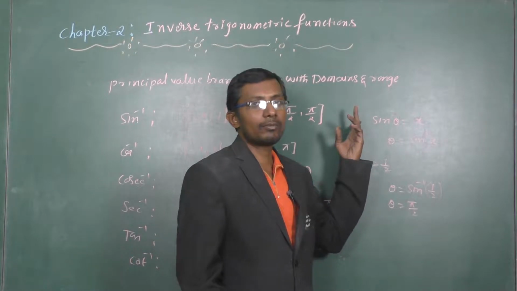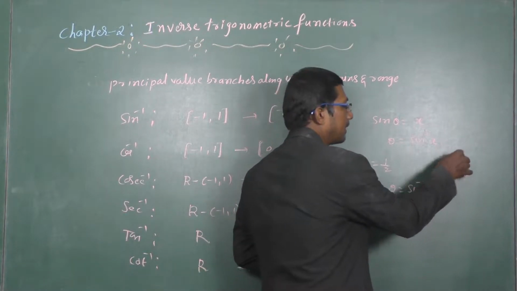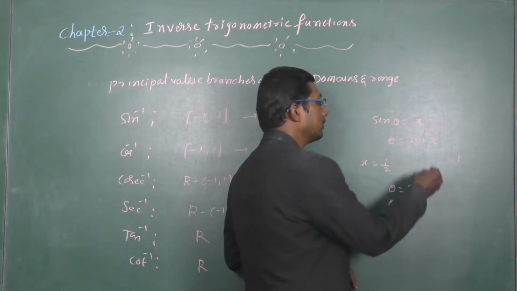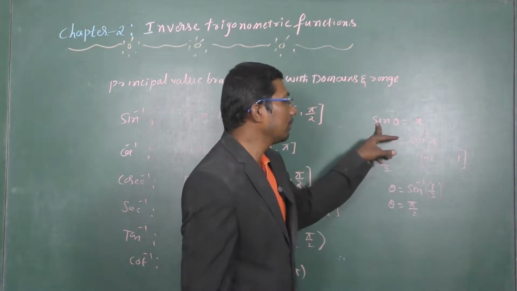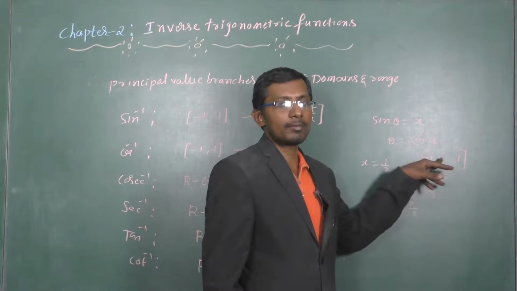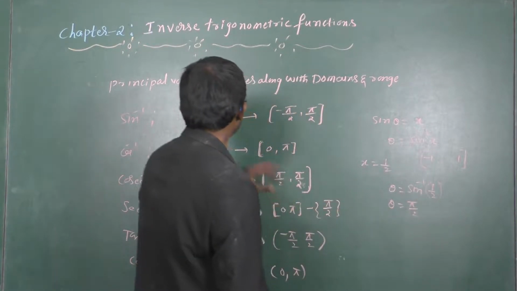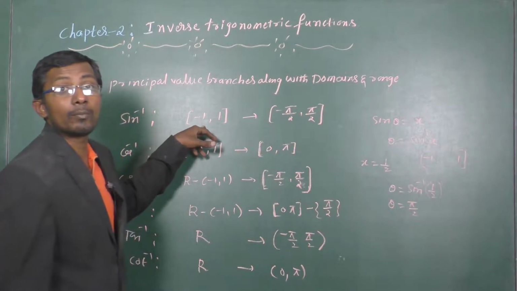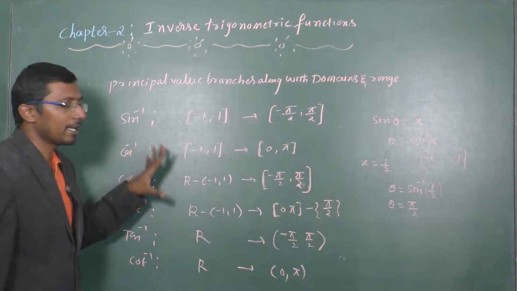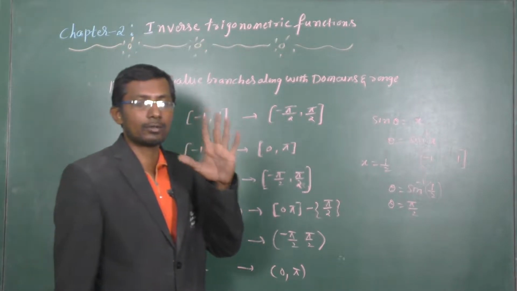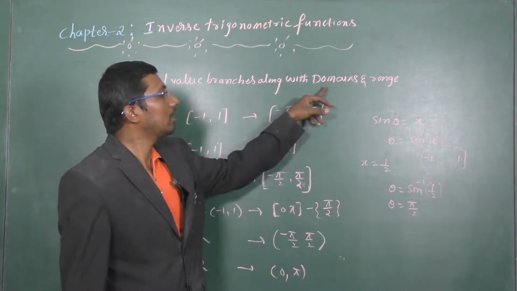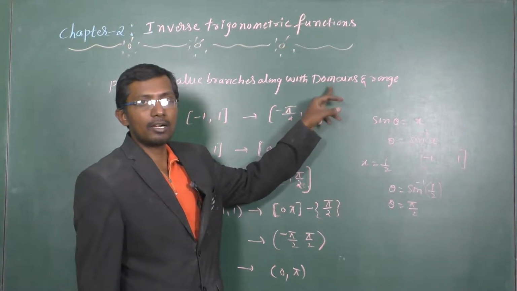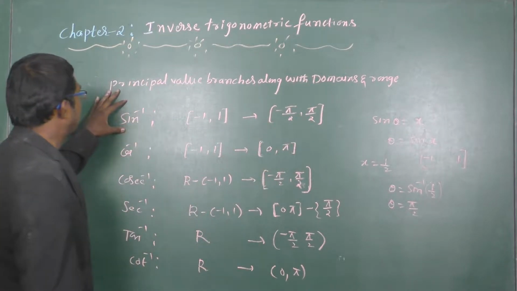You already know that the maximum value of sin theta is 1 and the minimum value is minus 1. So this we call the domain. You have to remember this one. In the exam, they'll ask for 1 mark: what is the principal branch value, along with sine inverse, what is the domain and what is the range, right? So you have to remember sine inverse.